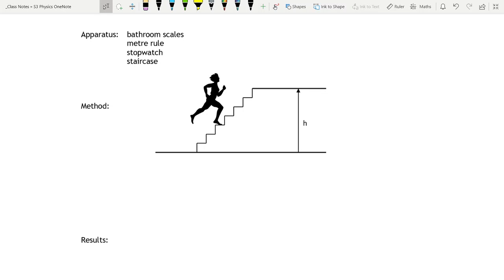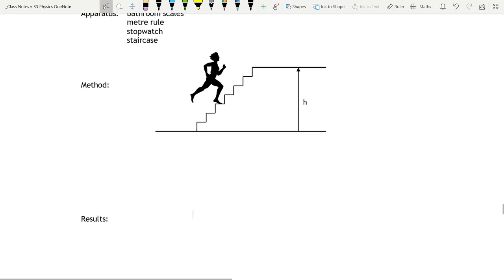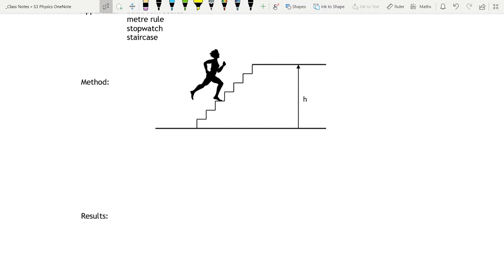Okay, so that could be trotting up the stairs, it could be walking very slowly up the stairs, it could be running up the stairs. You just need to be careful when you're doing it. So our method, first thing that we need to do, and I've done this for you already, is measure the height of the stairs. As I said, I've done that for you already, it's 2 meters.